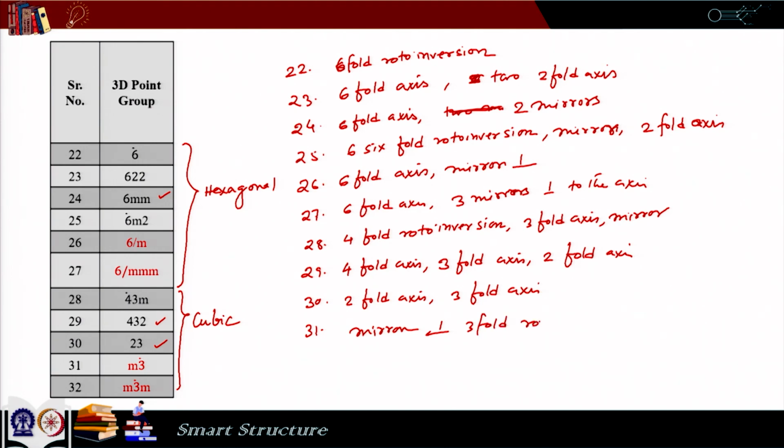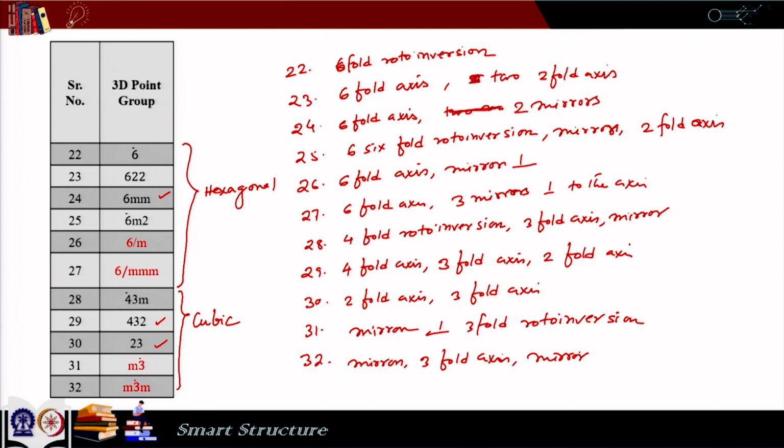3-fold roto inversion, and here we have mirror, 3-fold axis, and then we have mirror, and again they are perpendicular to each other.